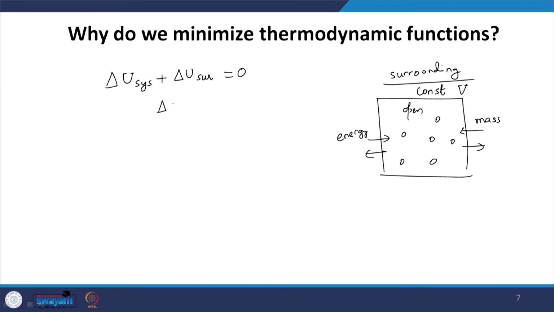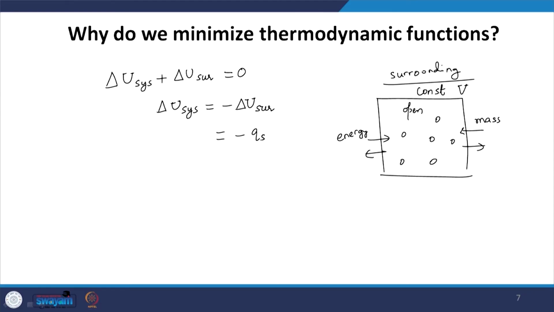That means, delta U system is minus delta U surrounding, and minus delta U surrounding is the minus Q surrounding, because again we are assuming there is no work that is being done on the system. However, we also need to add to this the energy that is added by the molecules that are present in the system now, that was not there earlier. That is coming from the exchange of molecules from the surrounding to the system.